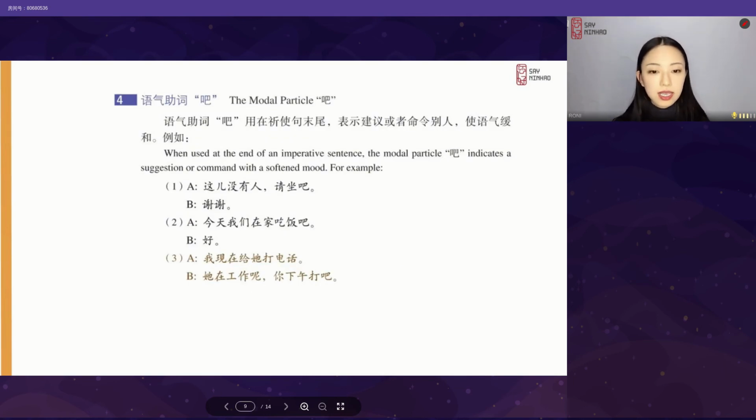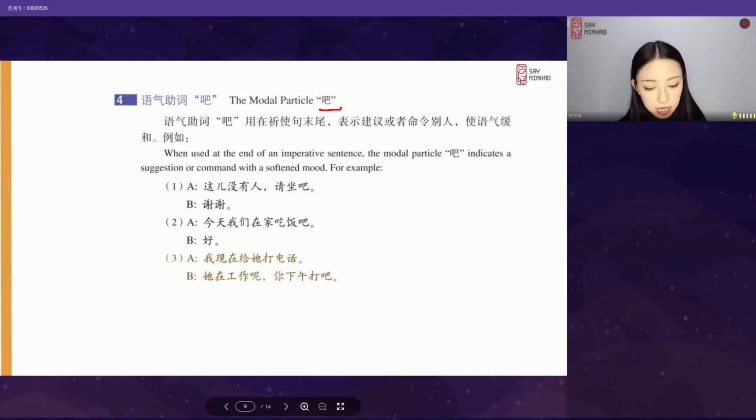Next is the modal particle ba. This particle we read in neutral tone. It is always used at the end of a sentence to make a suggestion or command sound much softer. For example, when I say 请坐, it means please sit, but it sounds a little bit cold. But when I say 请坐吧, it sounds softer.